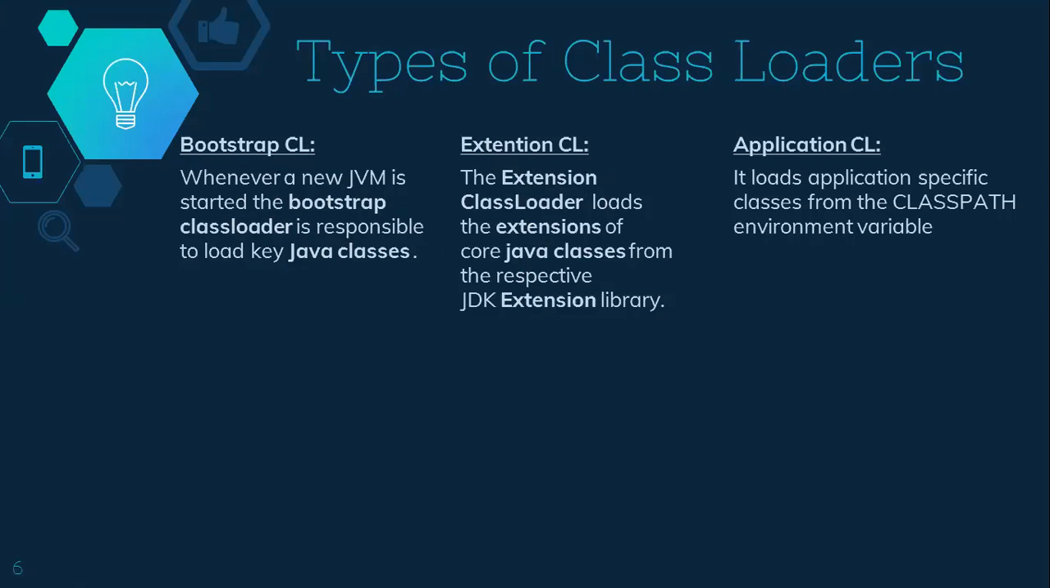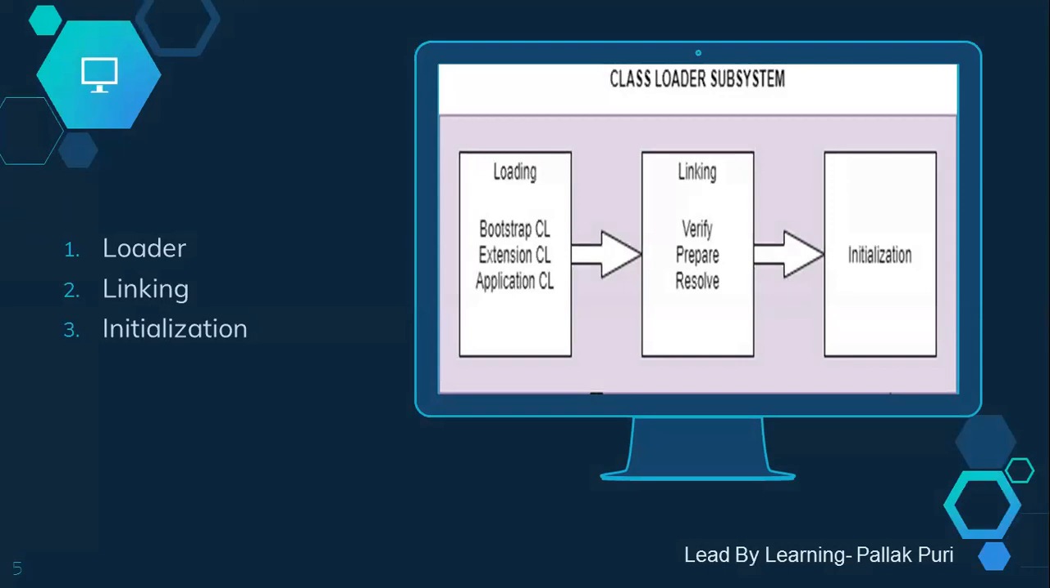Next we have the application class loader. This is the child class loader of the extension class loader. It loads the class files from the class path. So the files that have to be loaded from the class path come under the application class loader. By default, the class path is set to the current directory. So the class path, first of all, is set to the current directory. So these are the different types of class loaders.